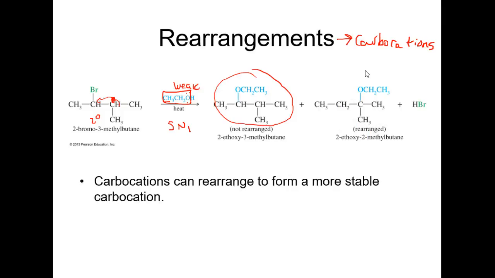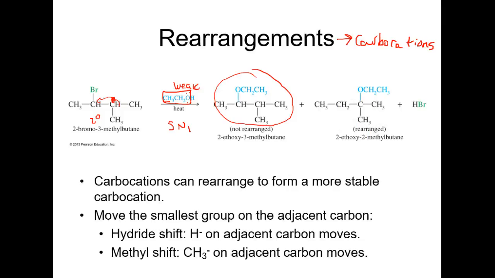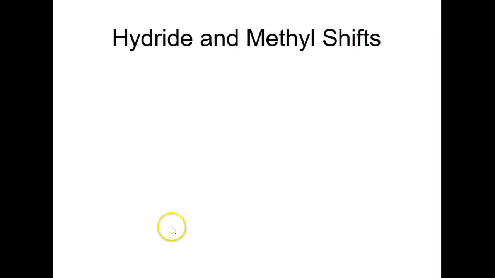Carbocations can rearrange to form a more stable carbocation, because notice when the bromine leaves on this carbon, you have a secondary carbocation. But if the hydrogen moves over and you get a carbocation on this carbon, that is now a tertiary carbocation. So that's what's going on. You're forming a more stable carbocation. And you can have what's called a hydride shift or a methyl shift.